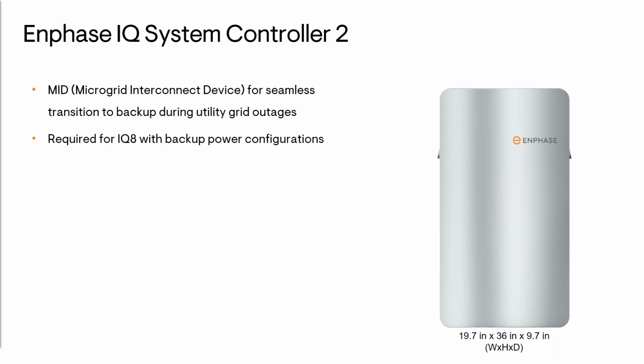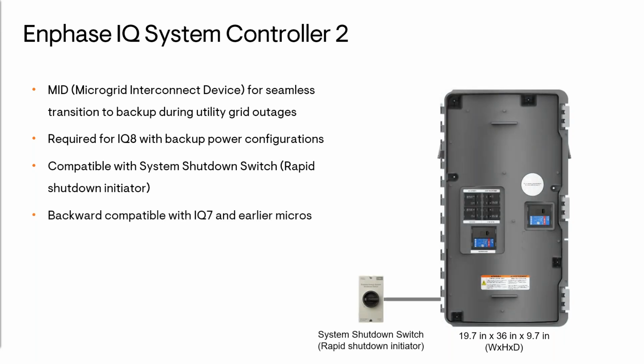The IQ System Controller 2, specifically the 2, must be used when installing IQ8 microinverters on the solar array, since it's compatible with the Enphase system shutdown switch. This switch must be installed with IQ8s on the solar array in order to comply with rapid shutdown requirements. The IQ System Controller 2 is also compatible with earlier generations like IQ7s and earlier. However, the original IQ System Controller is still available and distributors still have some of those. So if you're installing IQ7s or earlier, we still recommend using the original IQ System Controller.